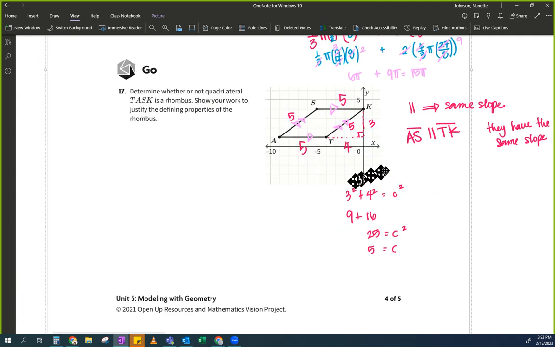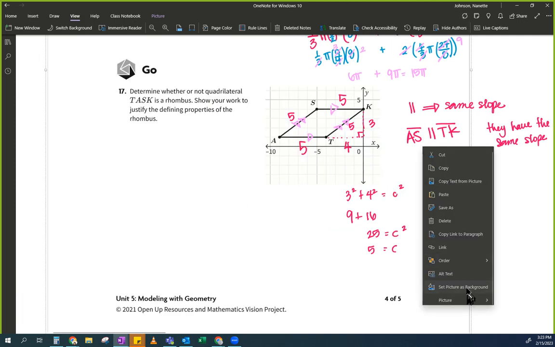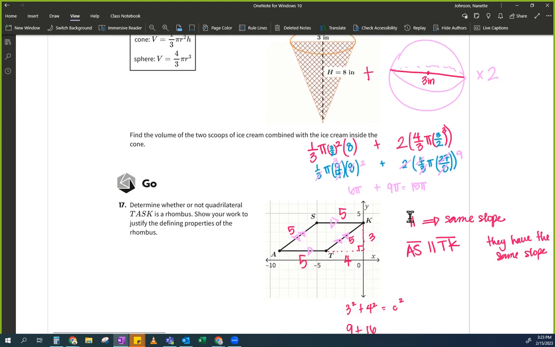Ooh, no, don't do that. Oh, I didn't paste this down. Give me a second. Okay.